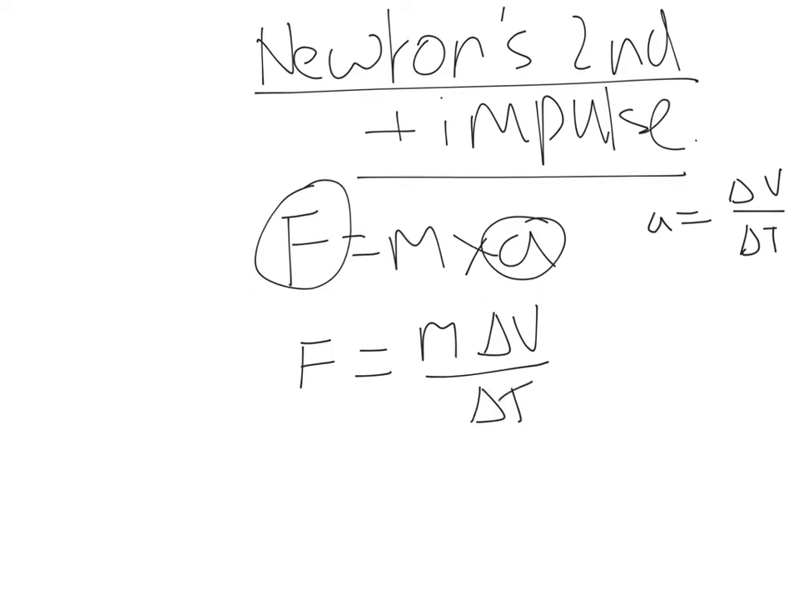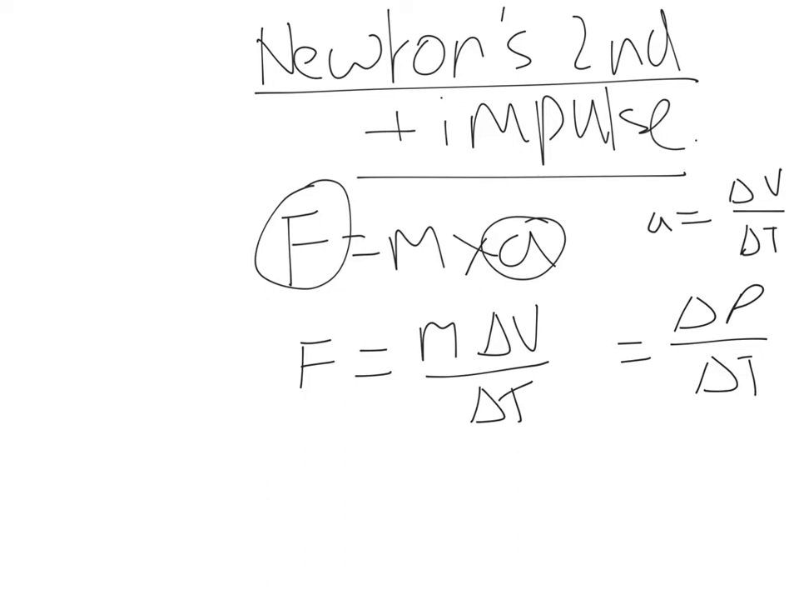The more savvy amongst you might start to see that this value at the top here is essentially a momentum calculation, mv, but with a delta v, it means it's change in momentum. So we can change this calculation to read change in momentum over the change in time. And that is very, very helpful. And that is equal to the force.